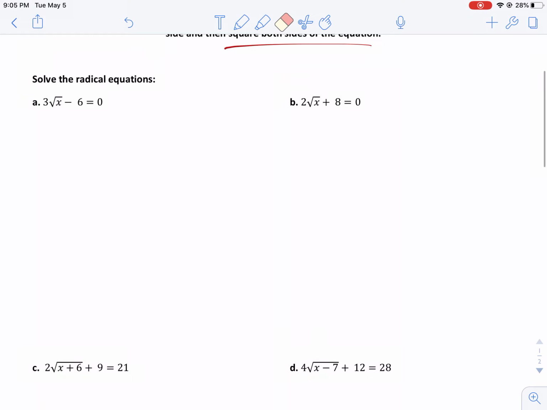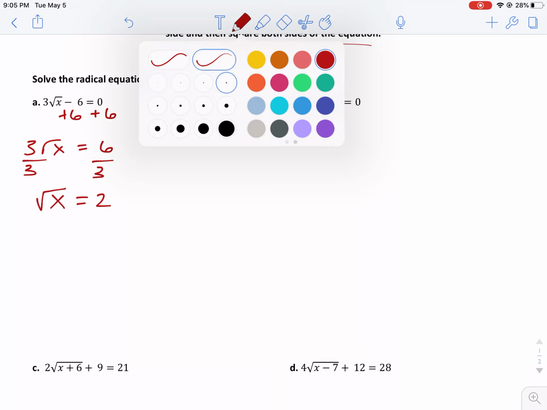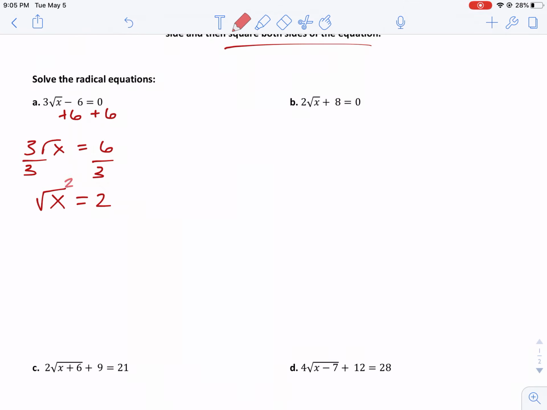Okay, so for A, we have 3 root x minus 6 equals 0. So we're going to start by isolating the square root. So we're going to add 6 to both sides. We're going to divide both sides by 3, and that leaves us with root x equals 2. Okay, to undo that square root, we can go ahead and square both sides. So we get x equals 4.